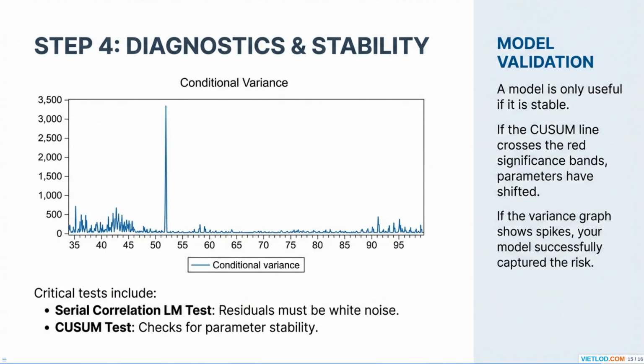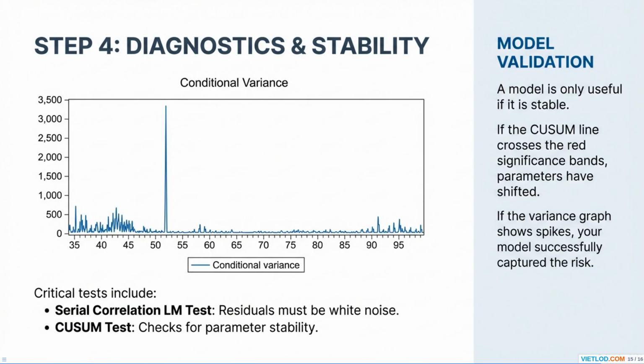A model's usefulness hinges on its stability and proper specification, which we confirm through rigorous post-estimation diagnostics. The graph displays the conditional variance, where significant spikes, like those seen here, indicate that our model has successfully captured periods of heightened risk or volatility. This is a crucial validation for volatility models.